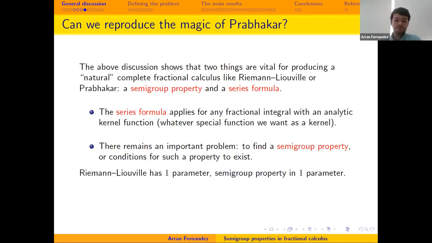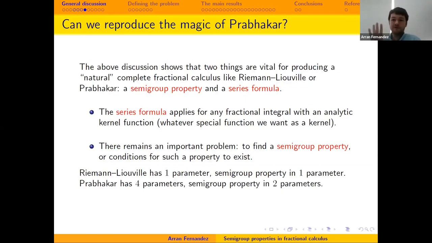So the important problem that remains is to find a semigroup property, or to find conditions for a semigroup property to exist. Let's just think about what semigroup properties we've seen so far. Riemann-Liouville, the operator has just one parameter, semigroup property in one parameter. Prabhakar operator, 4 parameters, semigroup property in 2 of them. So among those 4 parameters, there are 2 which have a semigroup property and 2 which don't. So that's very important. That's what this talk is all about.